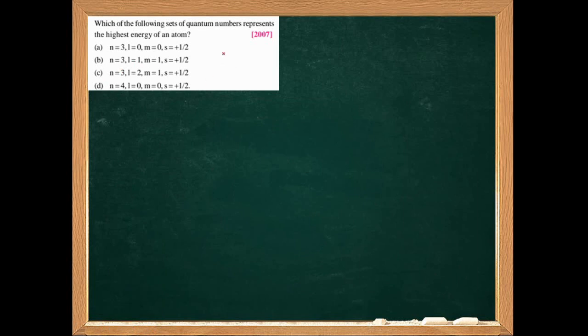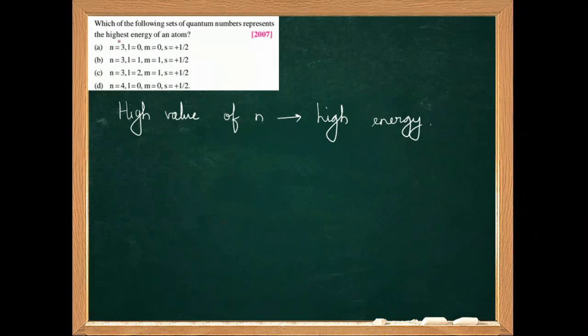In the next one, which of the following sets of quantum numbers represents the highest energy of an atom? So the highest energy of an atom is decided by what? Decided actually by the principal quantum number. So high value of n means high energy. Okay. So if you see in the options, n is equal to 3 in 3 options, right? Rather than just going by the value of n, the Aufbau principle is based on high value of n plus l. So n plus l has to be considered.